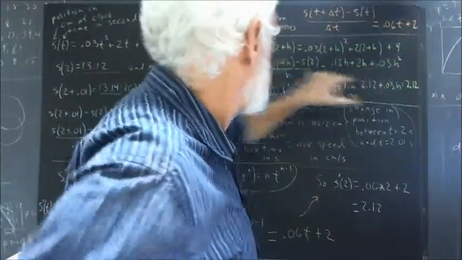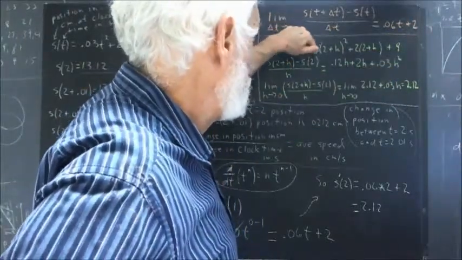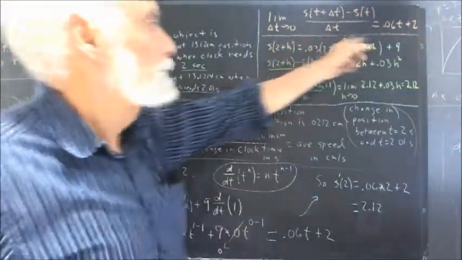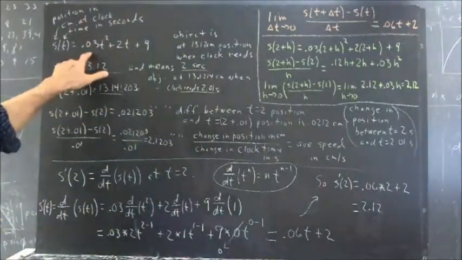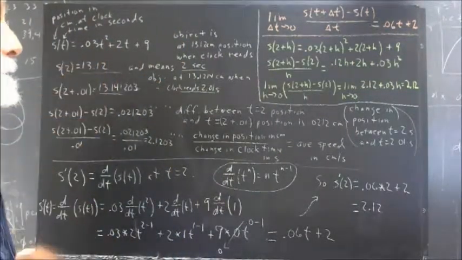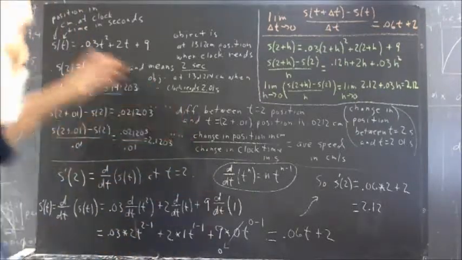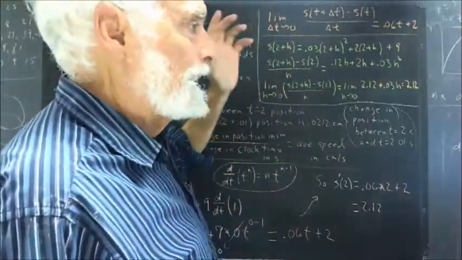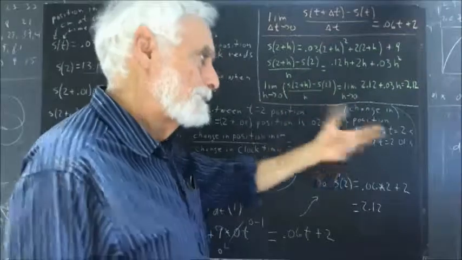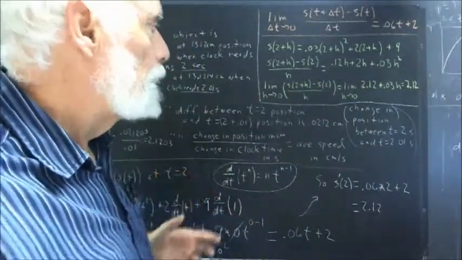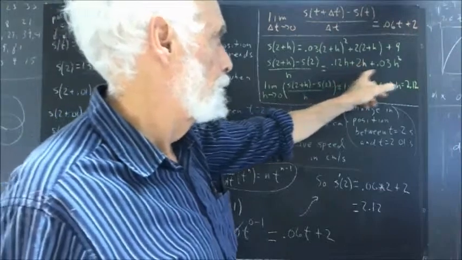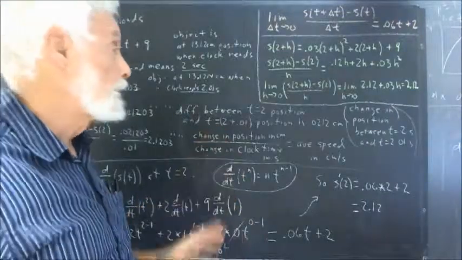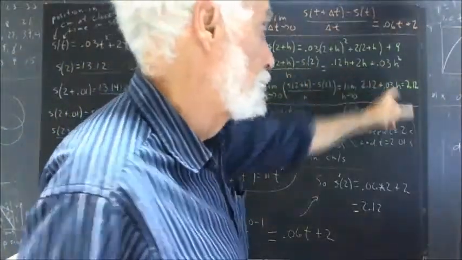We expand this, and then we evaluate this numerator, s of 2 plus h minus s of 2. Okay, well, the expanded version of this contains all of this, or everything you would get here if t was equal to 2. So a lot of stuff is going to simply disappear, and you're only going to be left with 0.12h plus 2h plus 0.03h squared. Now you have to work that out. I'm not going to work that out for you. You have to work this out and verify that you really get this.